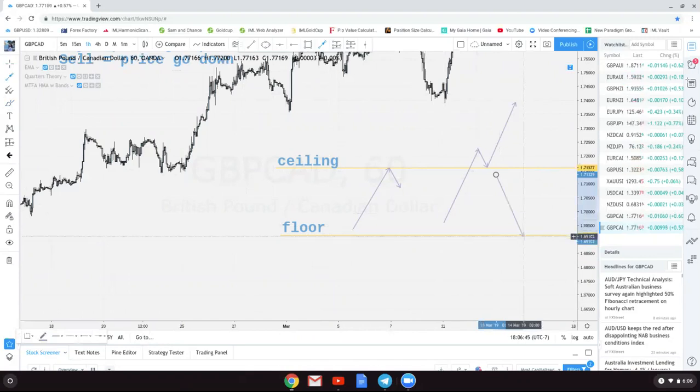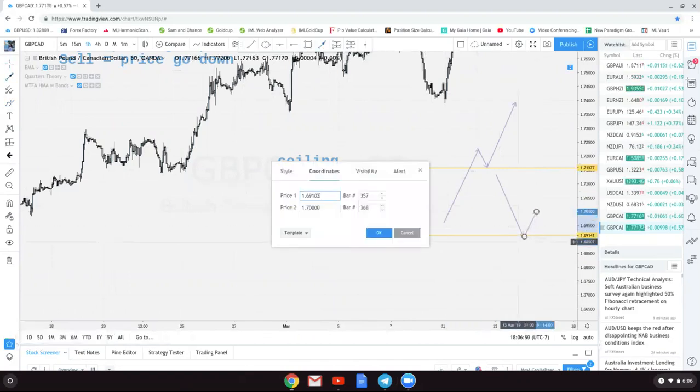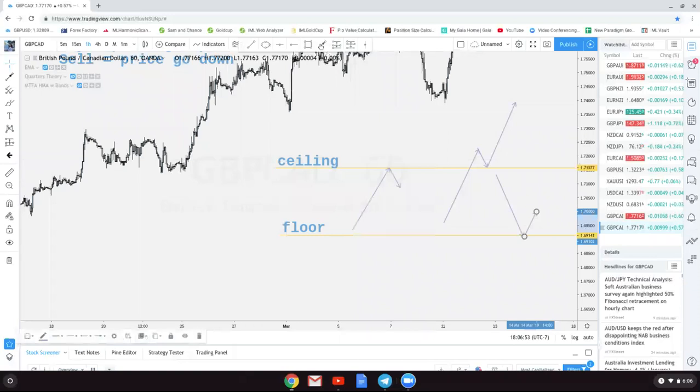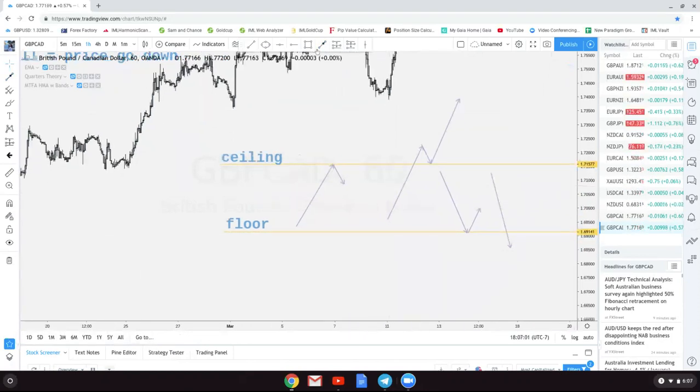What can it do? It can either reverse and go up because it didn't like that level, or it can continue, push past the floor, move past the floor, come back, touch it, and then keep going down. That's it. Pretty simple, right, guys?